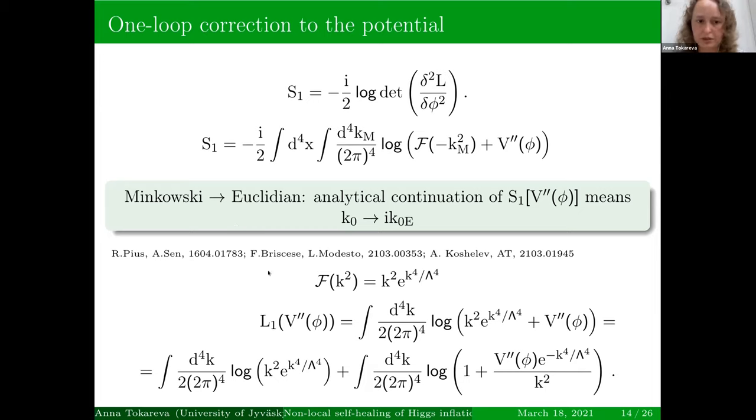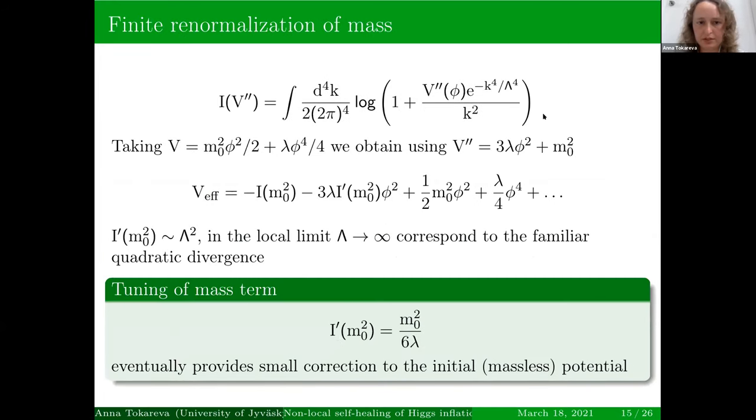Then, from the Minkowski integral to the Euclidean, we just use analytic continuation of this effective action, so in principle, we can directly write the Euclidean integrals, because the effective potential doesn't have any external momenta which have to be the argument of this function. It's just a function of the scalar, which is the double prime of the potential. That's why we can just write down this integral in the Euclidean space and compute it. So it's a simple computation which can be done. And this is the result of this computation, which can be obtained numerically.